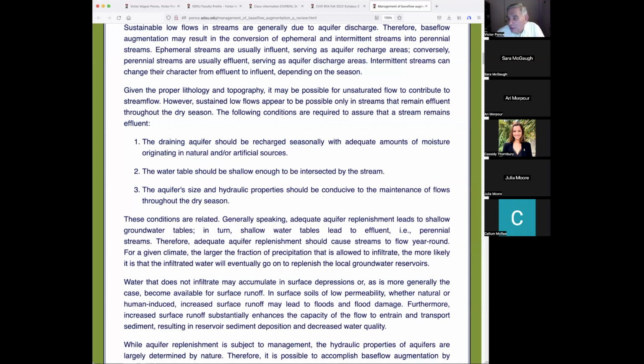Because you can take a look at Ven Te Chow's book, and I don't want to single Ven Te Chow out here, but I know his book very well. He wrote his book in 1959, and he never mentioned the word environment in the entire book. It's a good book of hydraulics, but it doesn't cover the environment.